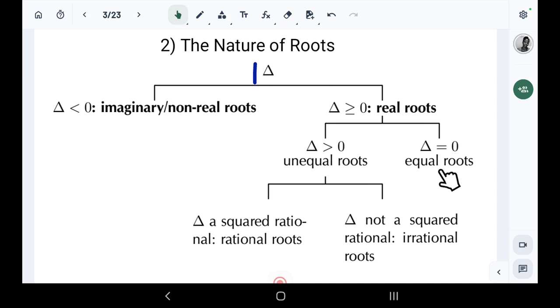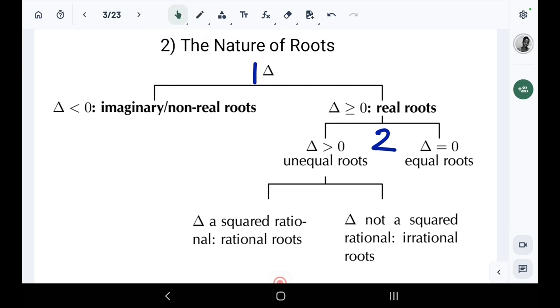The roots will be equal if your discriminant is equal to 0. Exactly. But if your discriminant is bigger than 0, in other words, a positive number, then your roots are unequal. That's step number 2. Step number 3, after determining whether your roots are equal or unequal, the real roots.